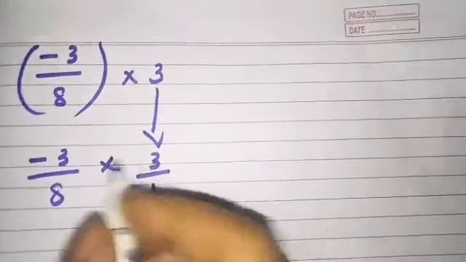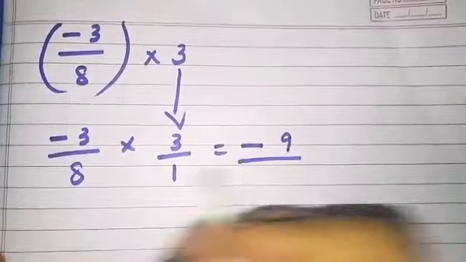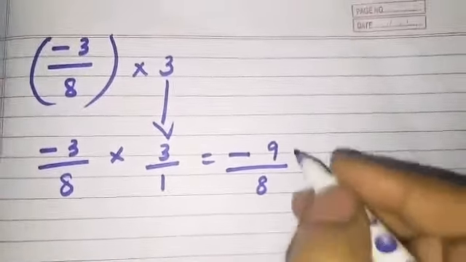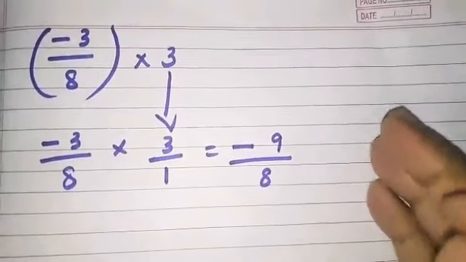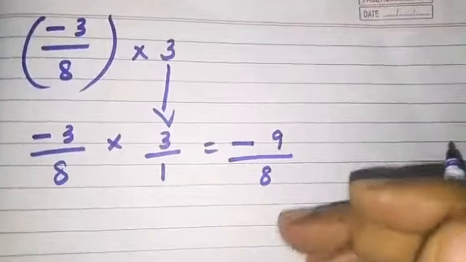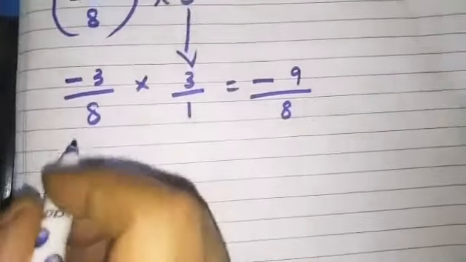Now both the numbers are in rational number form, so we simply multiply. Minus into plus is minus, 3 times 3 is 9, and 8 times 1 is 8. Further we cannot divide this number, we cannot reduce it to its lowest term, so this is the final answer. Let's take another number now.